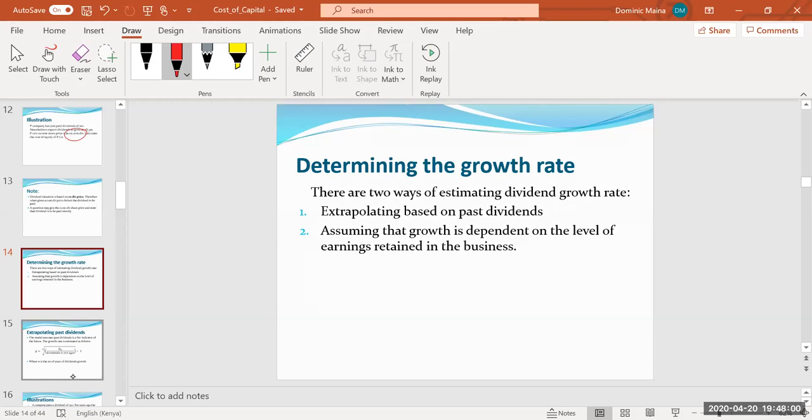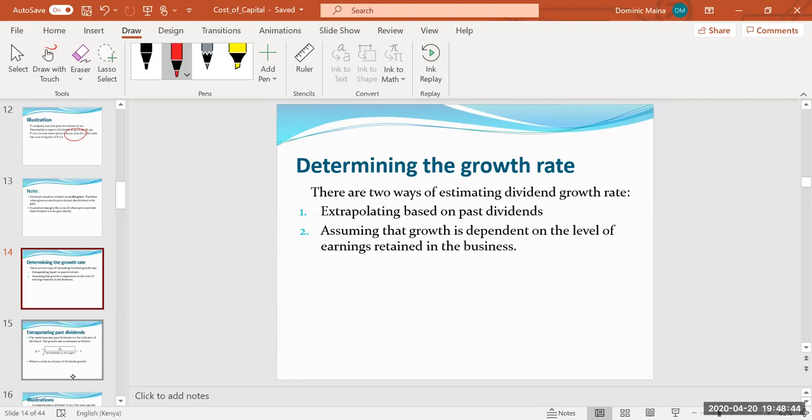The first one is called the extrapolation method. Here we are simply assuming that what has been the growth in the past 3 years, you can assume going into the future, the same growth that we have experienced over the past, for example 5 years, shall be the dividend growth experienced into infinity. So simply extrapolating the past into the future. In case in the past 2 years the growth rate has been 3%, then you can assume going into the future the annual growth rate shall be 3% also.